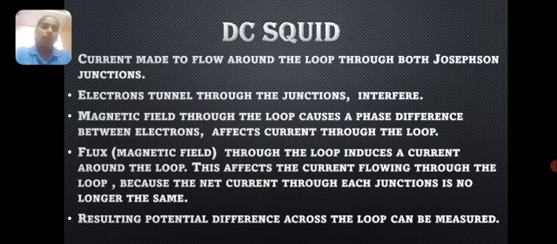In a DC SQUID, current is made to flow around the loop through both Josephson junctions. Electrons tunnelling through the junctions interfere. The magnetic field through the loop causes a phase difference between the electrons, which affects the current through the loop. The flux, the magnetic field through the loop, induces a current around the loop. This affects the current flowing through the loop because the net current through each junction is no longer the same. The resulting potential difference across the loop can be measured.